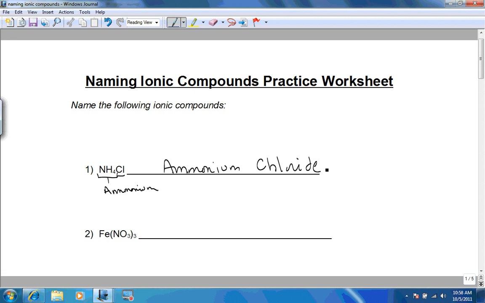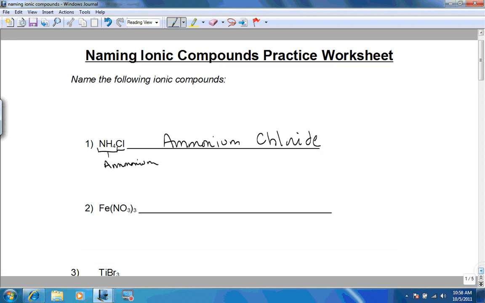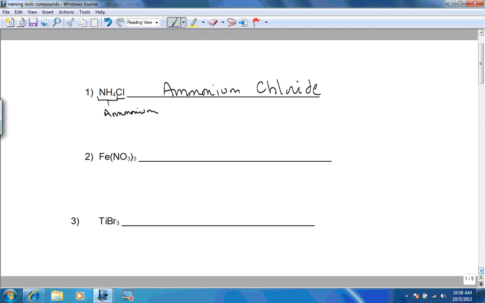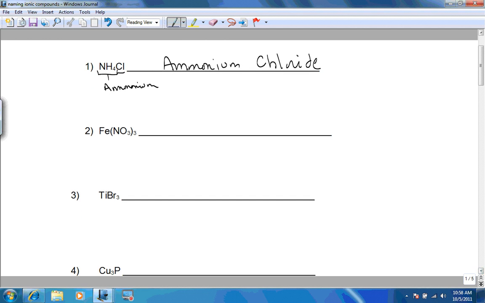You only have to check for Roman numerals if it's in that one area of transition metals, like this one for number 2. If we look at the periodic table, we find that iron is right here. That means you have no idea what the charge is by looking simply at the periodic table, so we're going to need an area for the Roman numeral.